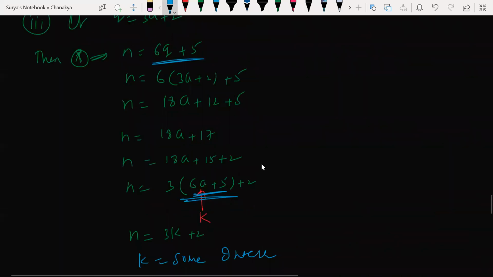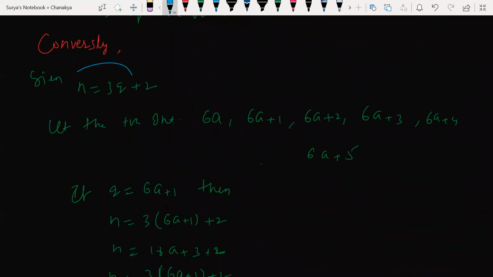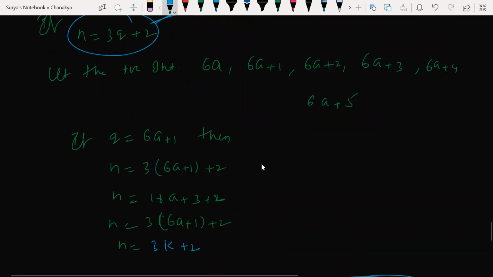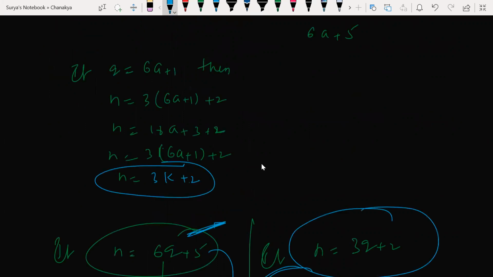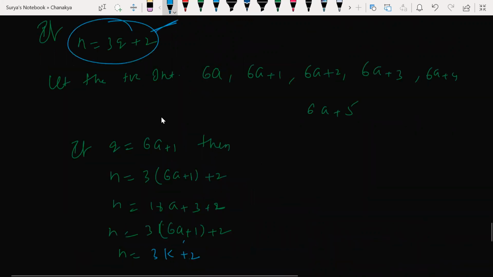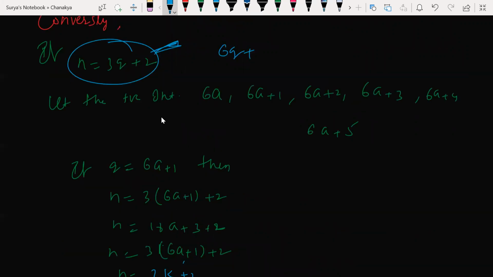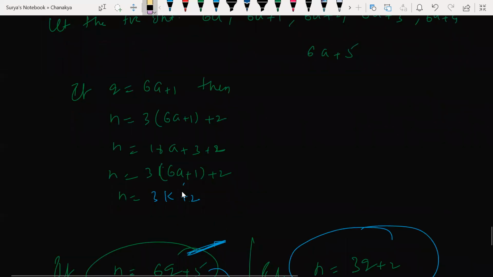Now conversely, look at this. If I take this as n value, if this is the n value, check now. Are you getting the same form? Hello guys, are you understanding my point? See here, if I take this as n value, my form should be 6q plus 5 something. Are you getting that form? If this is n value, are you getting the 6q plus 5 form here? Tell me.